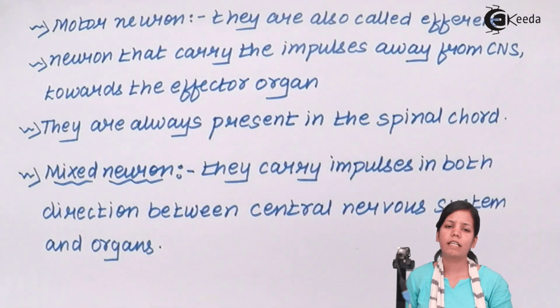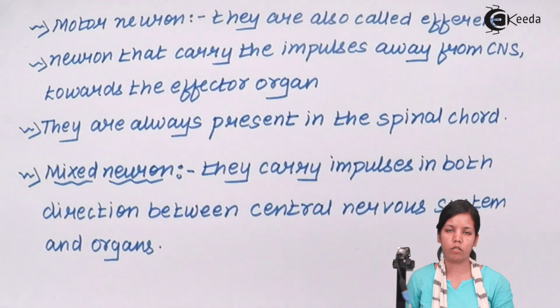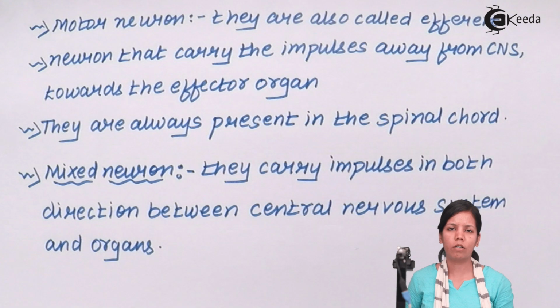So students, in this part of the chapter, we studied three different varieties of neurons. First were the motor neurons, second were the sensory neurons, and the third were mixed neurons. Where they are present, how they function, and how they coordinate, we studied about it today. I hope you all are clear with this concept.